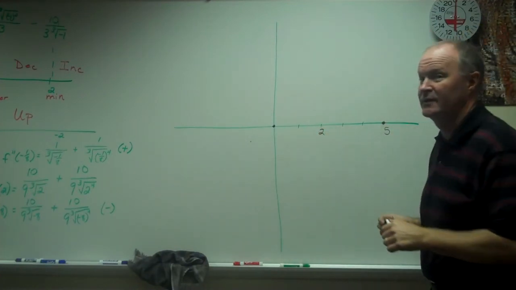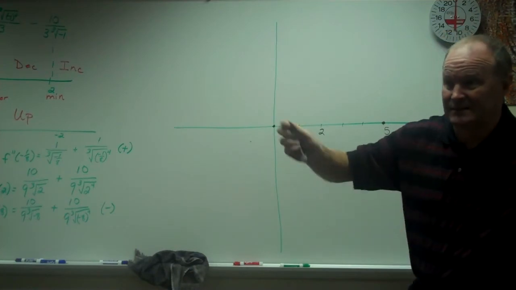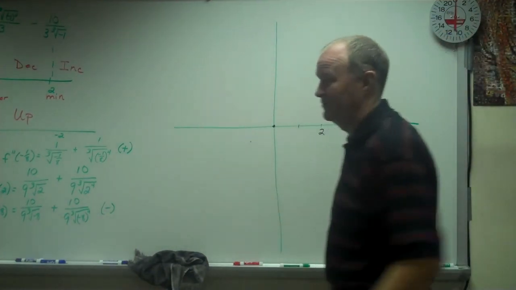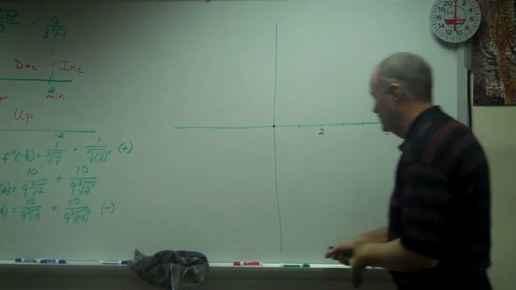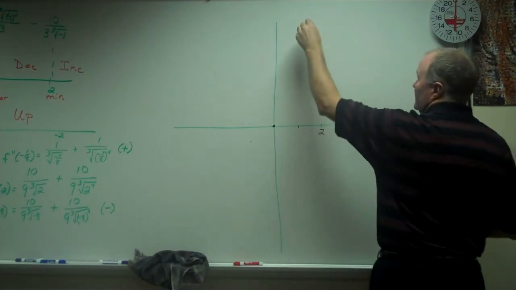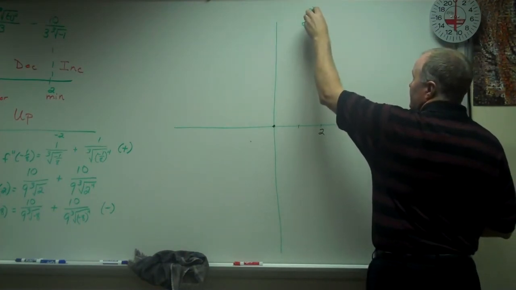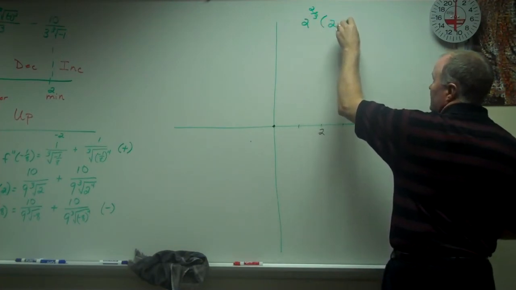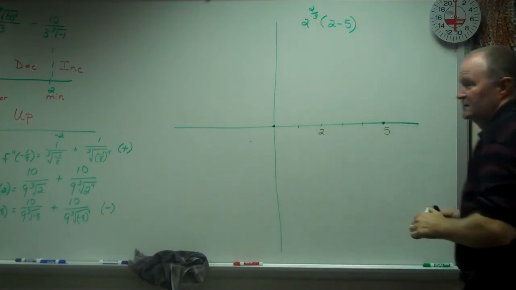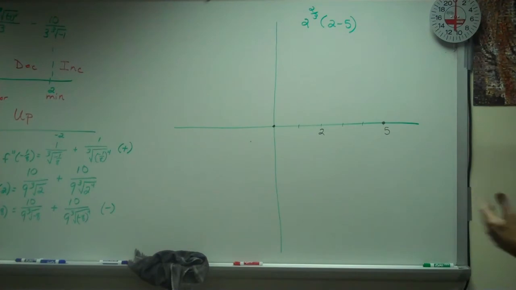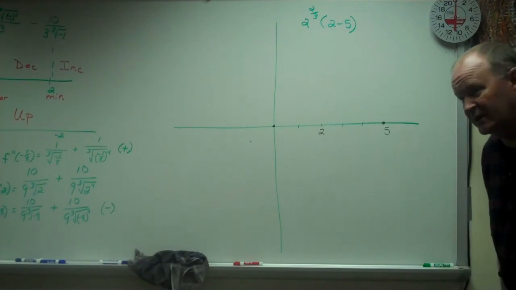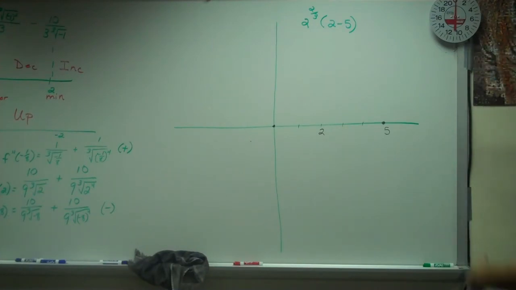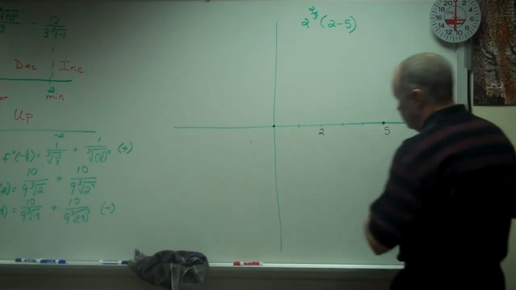How do I find out what the y value is? Well, I get way back in over there. This is where it's going to get a little messy. 2 to the 2/3 times 2 minus 5. That's -3 times 2 to the 2/3. Decimal wise, you should go ahead and do that on your calculator. But I do know that it's down here somewhere.